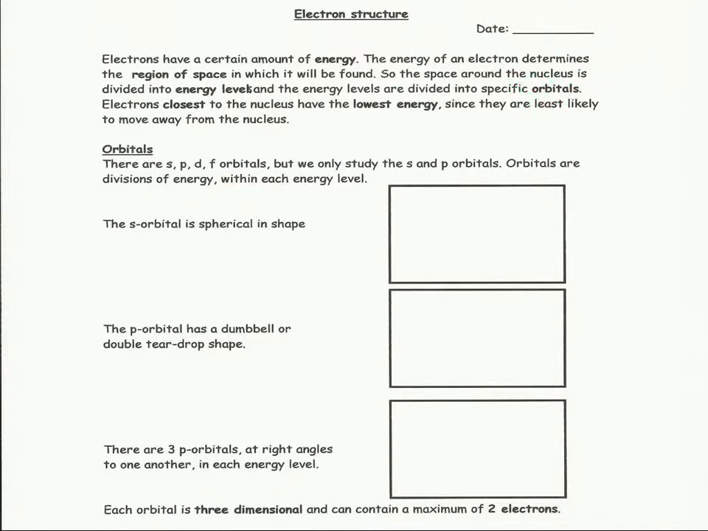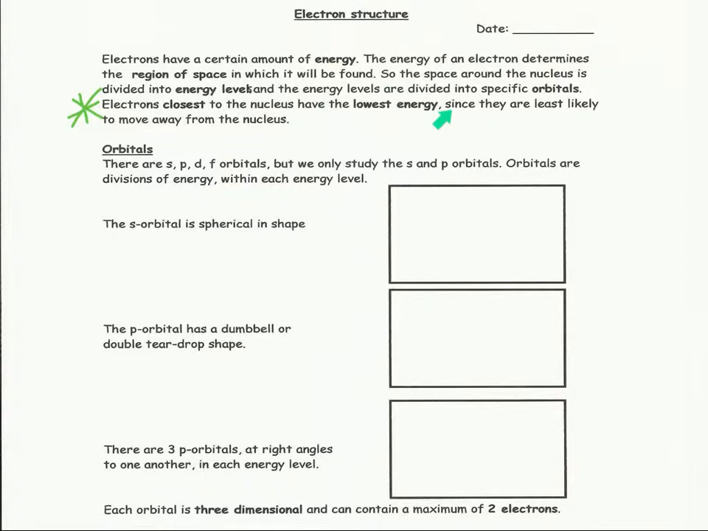This is important. The electrons closest to the nucleus have the least energy because they're well attracted to the positive charge, and the electrons furthest from the nucleus have a much higher energy.